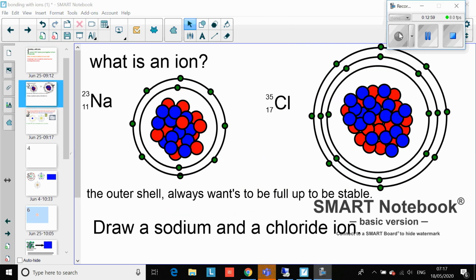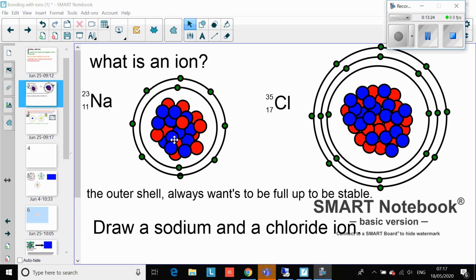Sorry about that. Okay, so now we have this. Now, if we count sodium, 1, 2, 3, 4, 5, 6, 7, 8. It's got a full outer shell. It's stable. It's happy. Chlorine, 1, 2, 3, 4, 5, 6, 7, 8. It's got a full outer shell. It's happy.